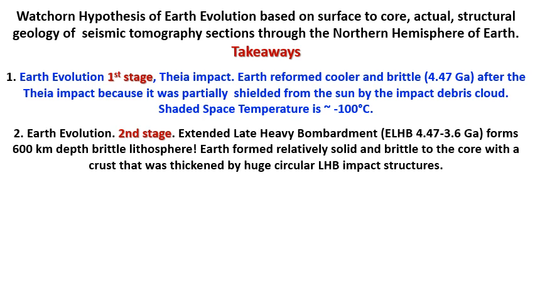Earth evolution second stage. The extended late heavy bombardment from 4.47 to 3.6 gigaannums forms a 600 kilometre depth brittle lithosphere. Earth formed relatively solid and brittle to the core, with a crust that was thickened by huge circular late heavy bombardment impact structures.